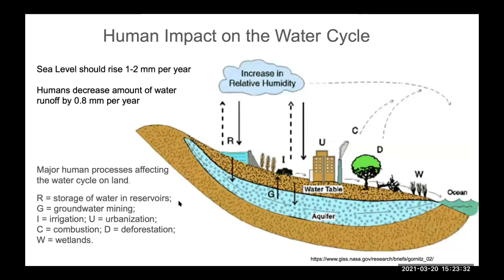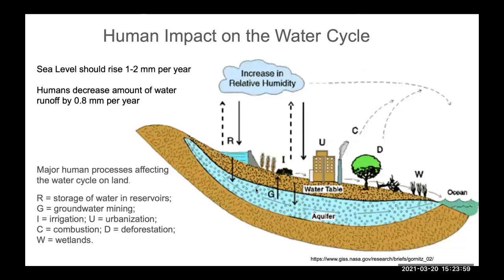which is why maintaining the amount of water we have is important. The sea level should naturally rise about 1 to 2 millimeters per year. Humans have decreased the amount of water runoff into the oceans by 0.8 millimeters per year, which is almost 1 millimeter a year. This is a major change. We are not getting enough water to continue our water cycle.